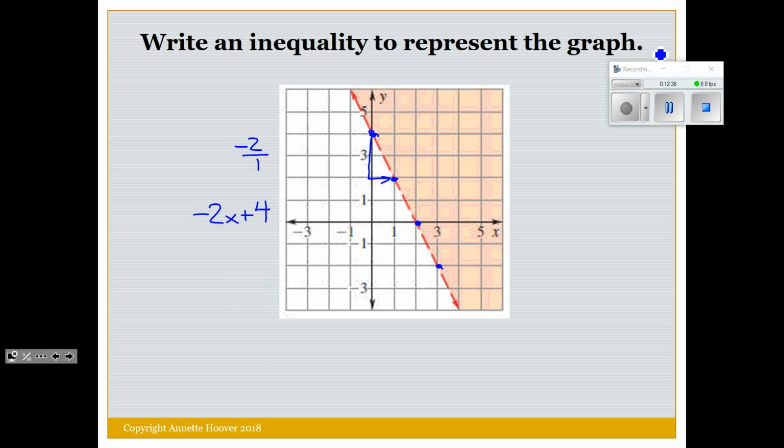It is a dashed line, so we know it's not equal to, and it's above it. So we're going to say greater than.